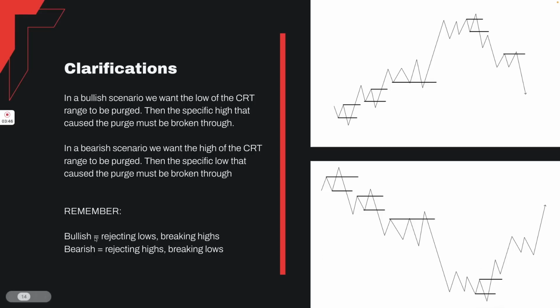Remember, in a bullish scenario, we will be rejecting lows and breaking highs. In a bearish scenario, we will be rejecting highs and breaking lows. Bearish, bullish. Bearish, bullish.